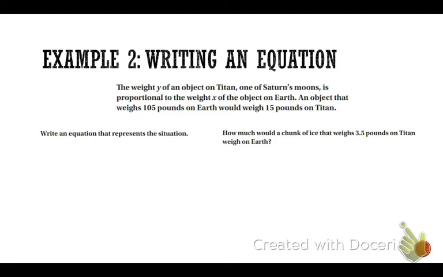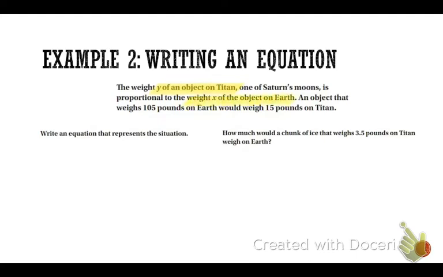The weight of an object. What we're starting to do in this lesson is attach a category to our X and Y values. It says the weight, that's my Y, of an object on Titan. What does Y stand for? The weight of an object on Titan. What's Titan? It's one of Saturn's moons. It is proportional, so there's my word. It's proportionate, so there's a constant rate between the two values.